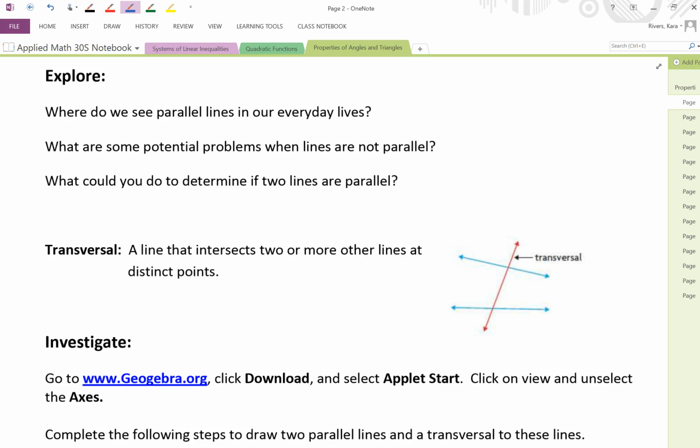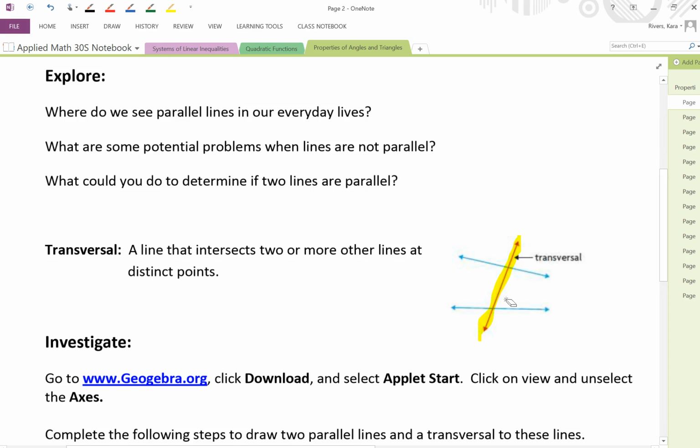Now before we start the investigation, we'll go back to the notes here for a moment. And we're looking at some definitions here. So the first definition says transversal. A transversal is a line that intersects two or more other lines at distinct points. So this red line here, that's your transversal.